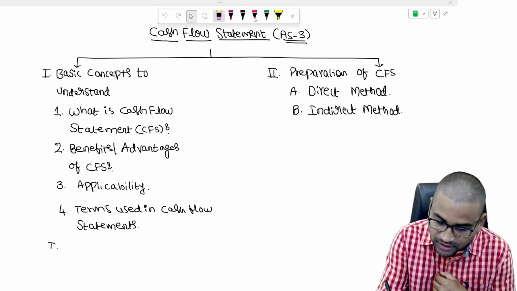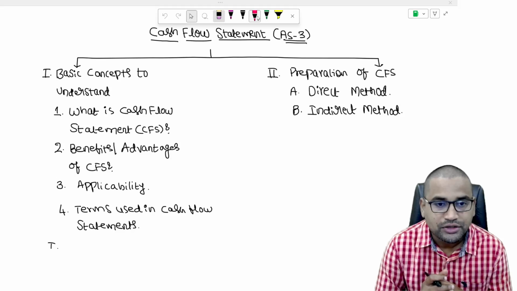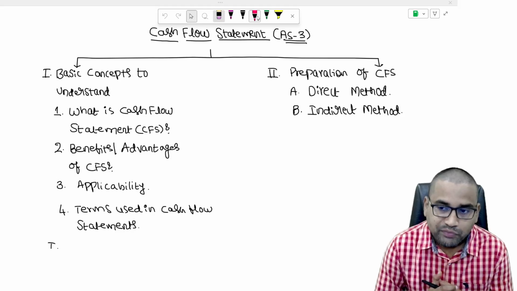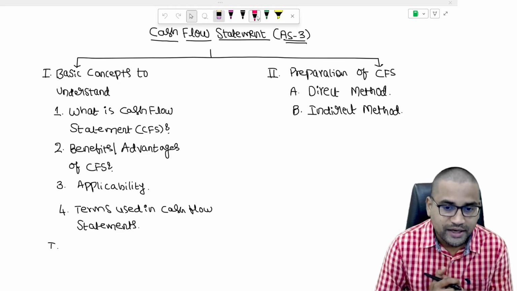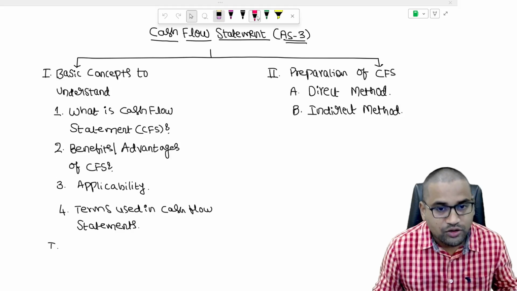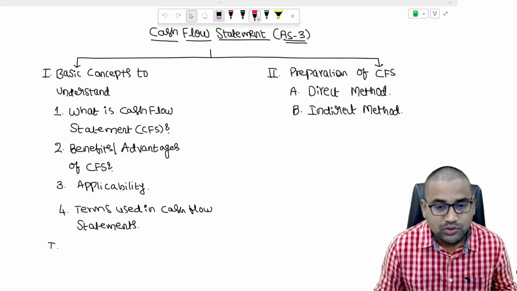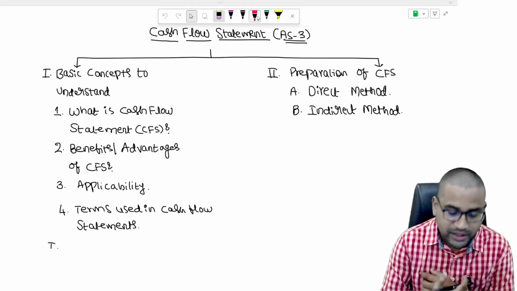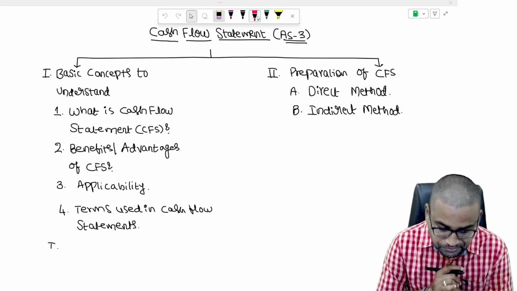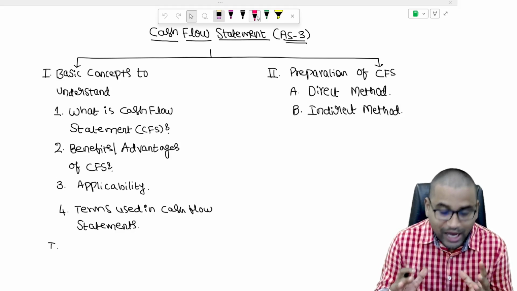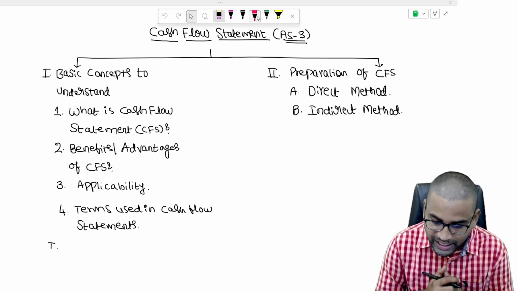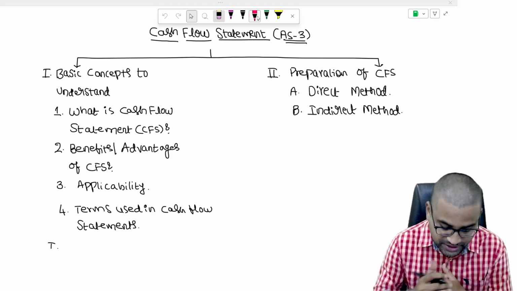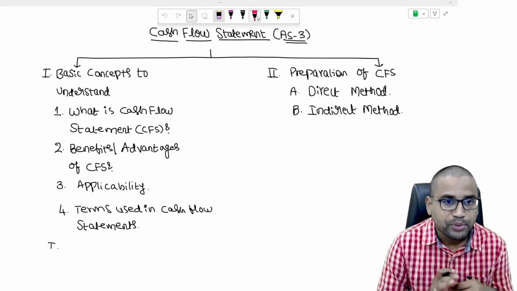See, in this chapter, what we are going to learn is how cash flow statement will be prepared along with accounting standard 3. There is a separate standard called accounting standard 3 which exclusively deals with cash flow statement. So that standard also we need to cover in this chapter. I have prepared notes relating to the cash flow statement. The entire chapter of cash flow statement is divided into two parts.